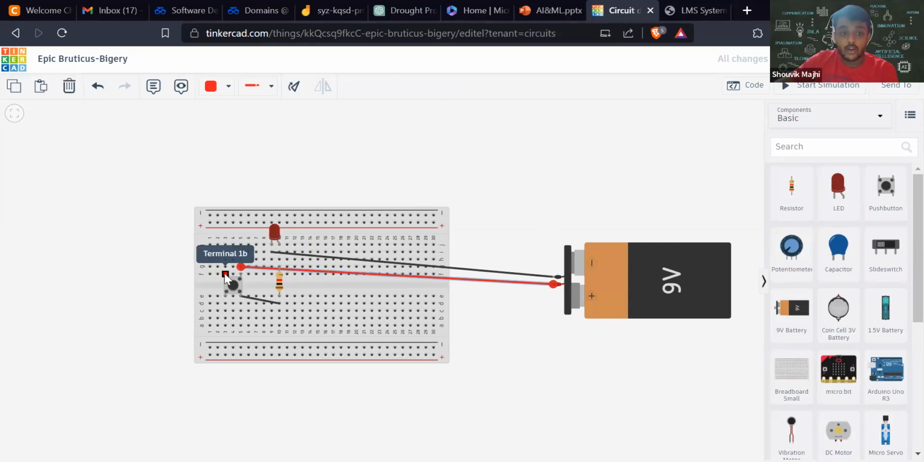If you're connecting to 1B, the other terminal should be your 2A. Or if you're connecting to 2B, the other terminal should be your 1A. Accordingly, the push button works. So this is our correct connection. When you start simulation, by default the circuit is broken. Whenever we click on the switch, the circuit is closed, and you can see the LED turning on, right? So that was the example of another component called the push switch, or push button.